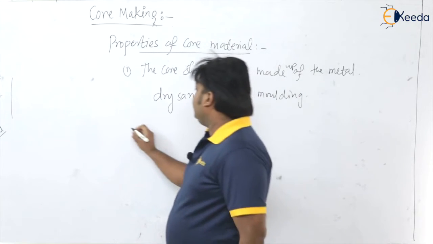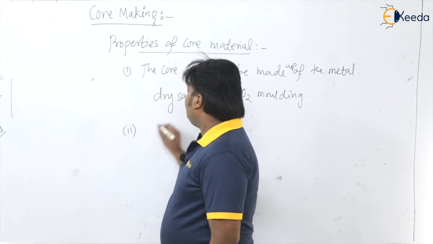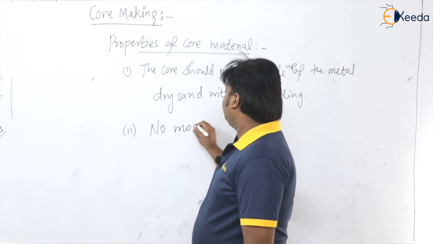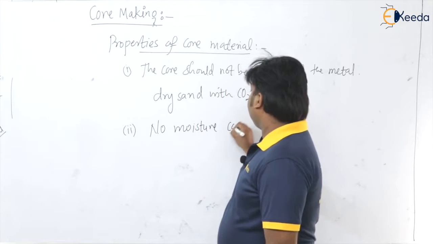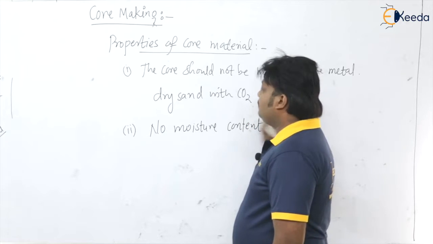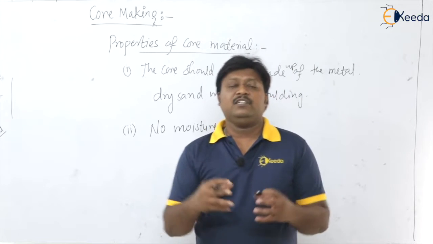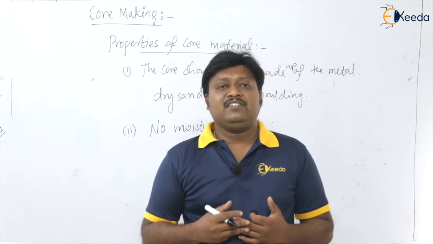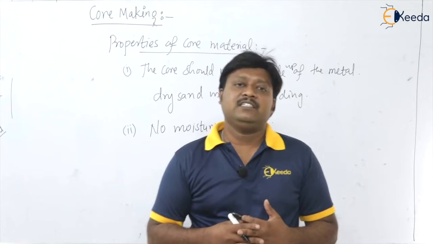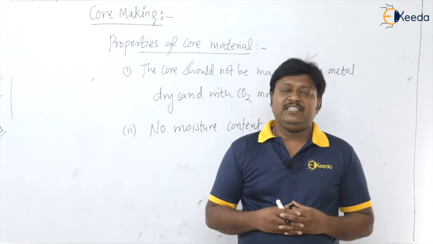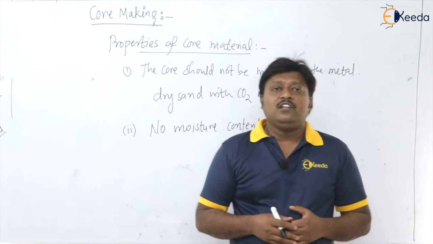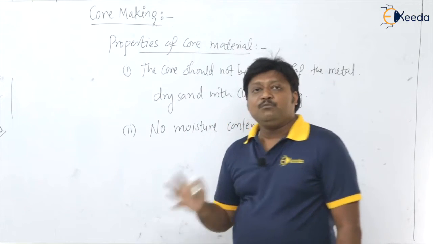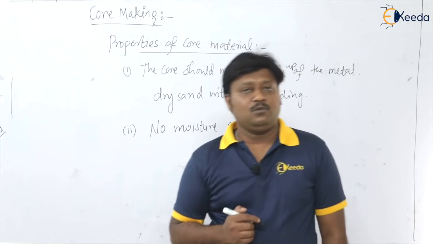The next property is that there should not be any moisture content in the core. No moisture content should be present in the core material. If the moisture is there, when the molten material is poured, gases will develop, and when they are trapped in the molten material, gas defects get generated in the casting and the casting is useless. So the second important thing is that there should not be any moisture content in the core material.